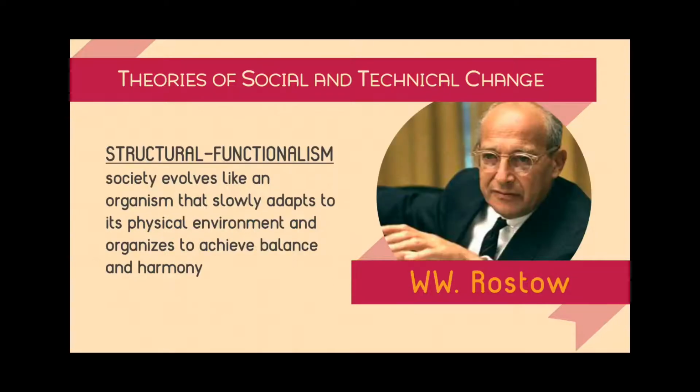The next theorist on theories of social and technical change is W. Rostow, and he offered a structuralist functionalist perspective on social and technical change. He argues that society evolves like an organism that slowly adapts to its physical environment and organizes to achieve balance and harmony.